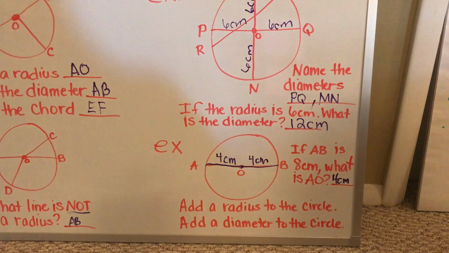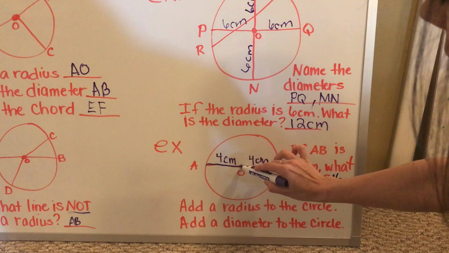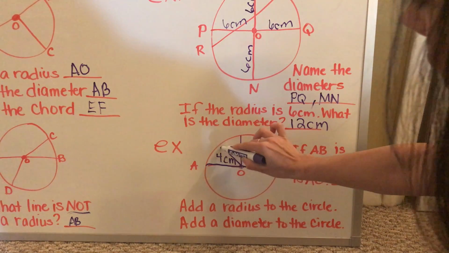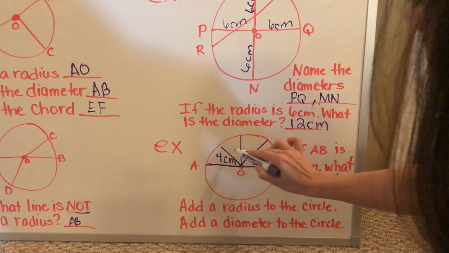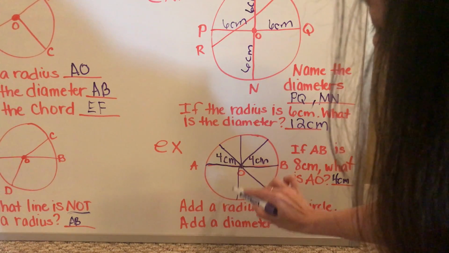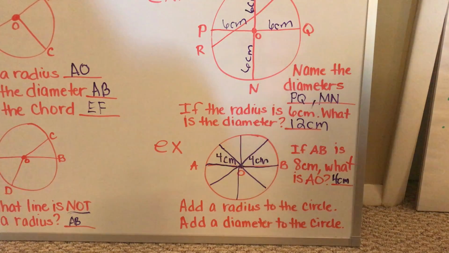Okay, this next one is add a radius to the circle. So you can pick anywhere you want on this circle and you can add it, as long as it just stops right here in the middle. So I can add one here, I can add one here, here, oh, that didn't touch, there we go. Here, anywhere you want it. Those are all radiuses. And all of those would be 4 centimeters.